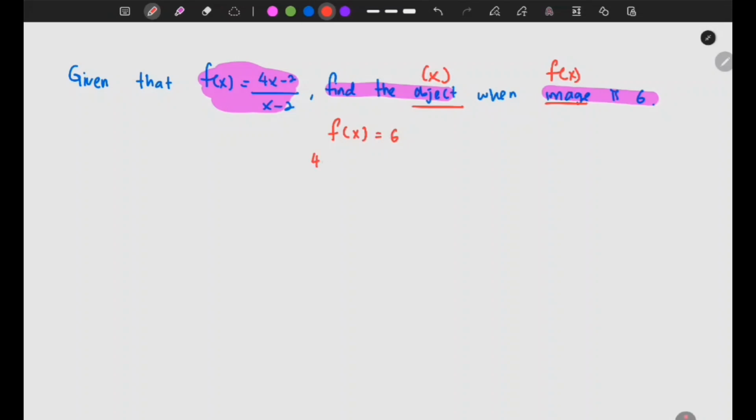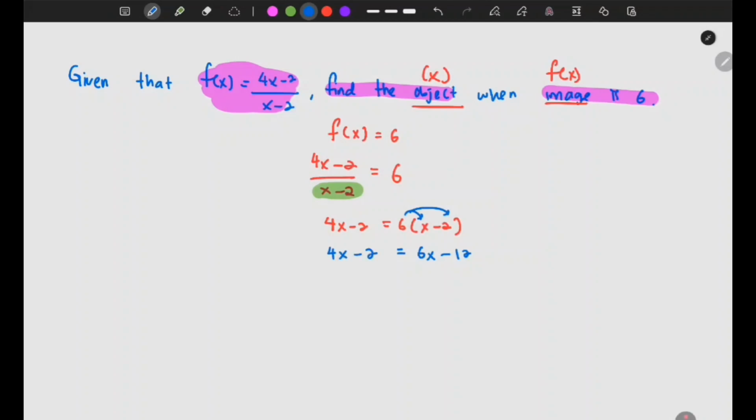So what's f(x)? (4x - 2) over (x - 2), and this will be equal to your 6. Find your x. For the x - 2 at the bottom, the entire thing you bring up, so you multiply everything. Then you open bracket: 6 times x is 6x, 6 times negative 2 is negative 12.